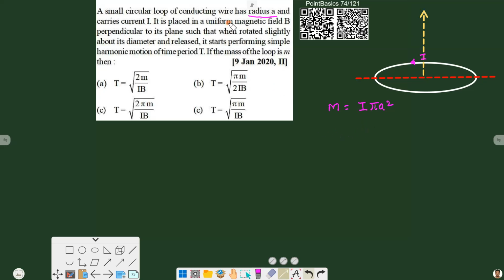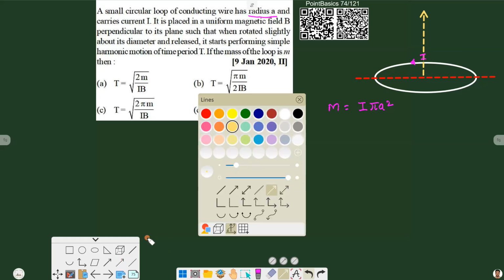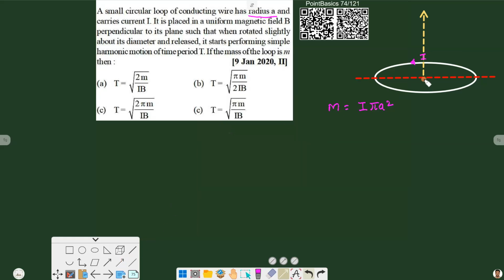Now coming to the second part, the magnetic field is also perpendicular to the plane. So let's take the magnetic field also in the same direction, as mentioned that the magnetic field is perpendicular to the plane. So we have two things: this is the magnetic dipole moment and this is the magnetic field.